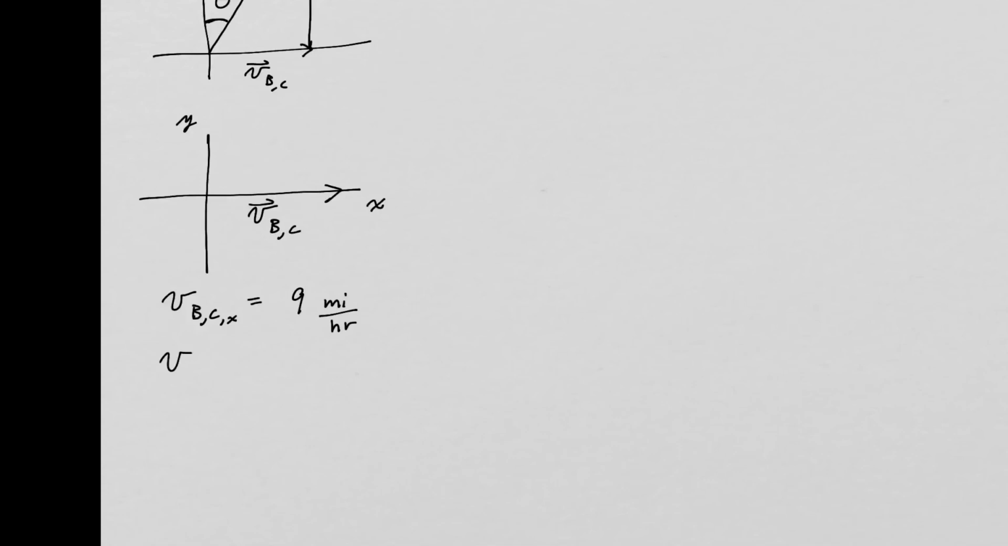And then the velocity of the ball relative to the car in the y direction, how much of that vector is in the y direction? None of it. 0. I'll just use mph here. If you want to write this in our other notation, then this is going to be angle bracket 9, 0, close angle bracket.